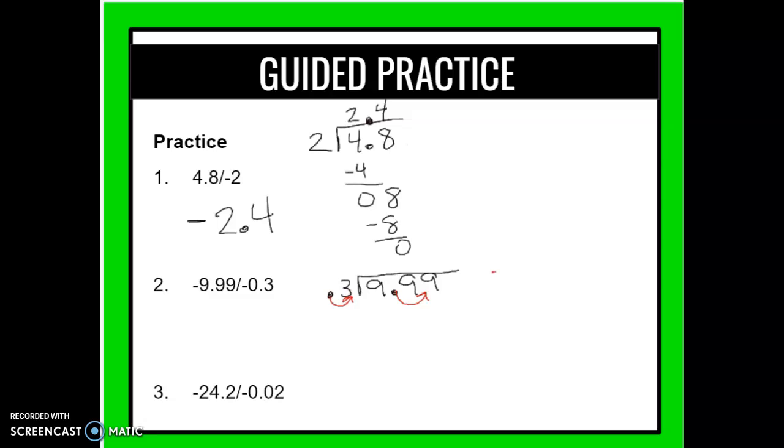So now my new problem is 3 divided into 99.9. Bring the decimal up. 3 goes into 9 3 times. 3 goes into 9 again 3 times. And 3 goes into 9 another 3 times. Don't have anything left. There's no remainder. So my answer is going to be positive 33.3.